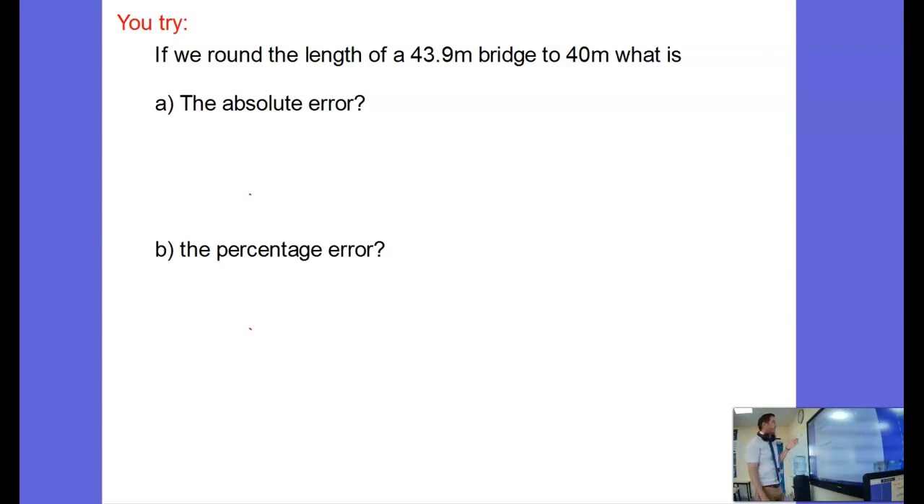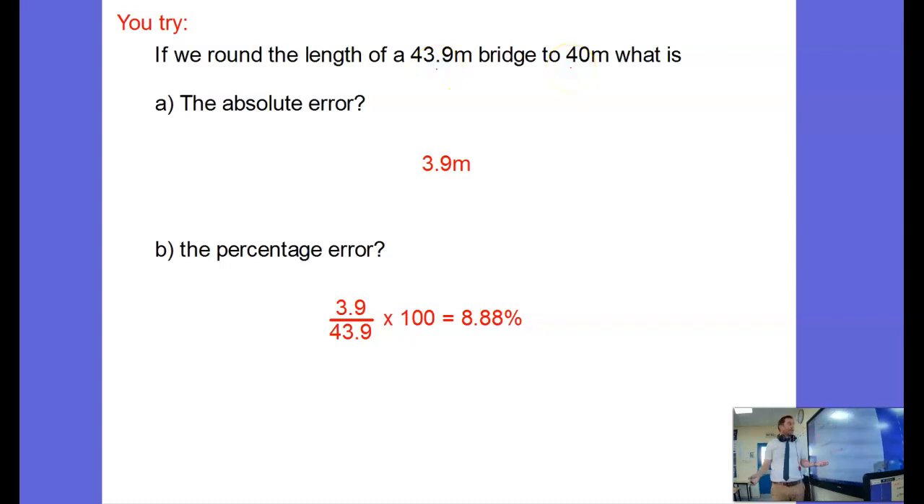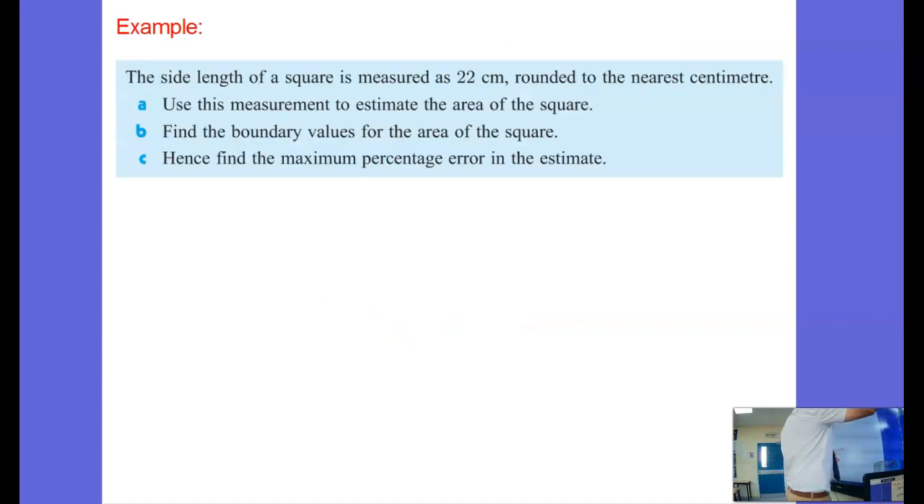And here is the answer. The absolute error is just going to be subtract them. We get 3.9 meters, make it positive. The percentage error is 3.9 out of the exact value, divide by the exact value there, times 100. In this case, 8.88%, which is 3 significant figures. So that's a fairly straightforward example.